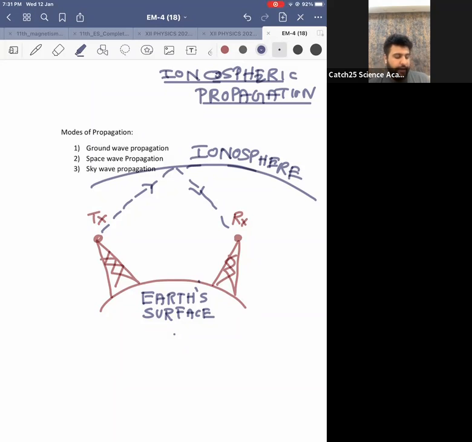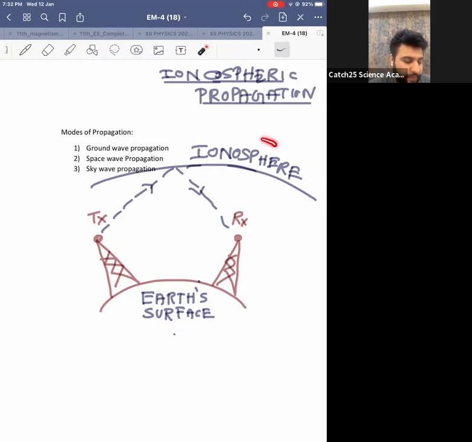Look at this. Can anyone define, looking at the diagram, what is sky wave propagation? I have drawn the diagram. It reflects from the ionosphere. Correct. Therefore, the starting remains the same: when the radio wave travels from transmitting antenna to receiving antenna, after reflection from the ionosphere, it is called sky wave propagation. The other name for sky wave propagation is ionospheric propagation.